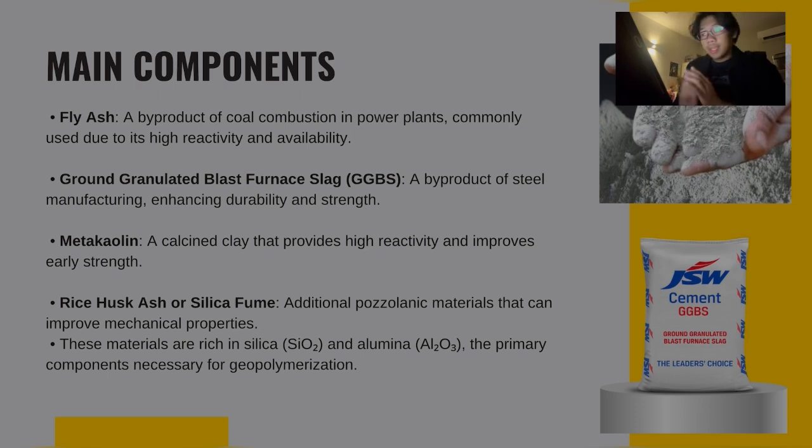I will be explaining the main components. So number one is fly ash. It is a byproduct of coal combustion in power plants, commonly used due to its high reactivity and availability. Number two, we have GGBS, which is ground granulated blast furnace slag, a byproduct of steel manufacturing, enhancing durability and strength. Metakaolin and calcined clay provide high reactivity and improve early strength.